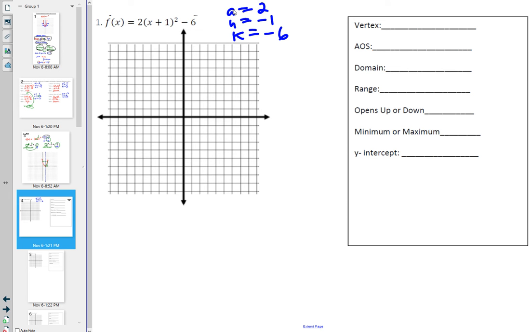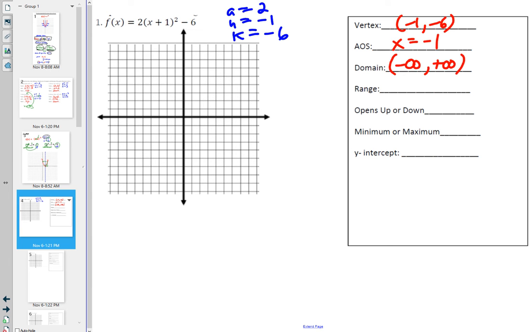Where's my vertex going to be at? -1, -6. Which means my axis of symmetry is going to be at x equals -1. That was the same thing we did last week. I have to wait a little bit longer for the vertex. My domain, what's the domain going to be? Okay, all real numbers, also known as negative infinity to positive infinity.